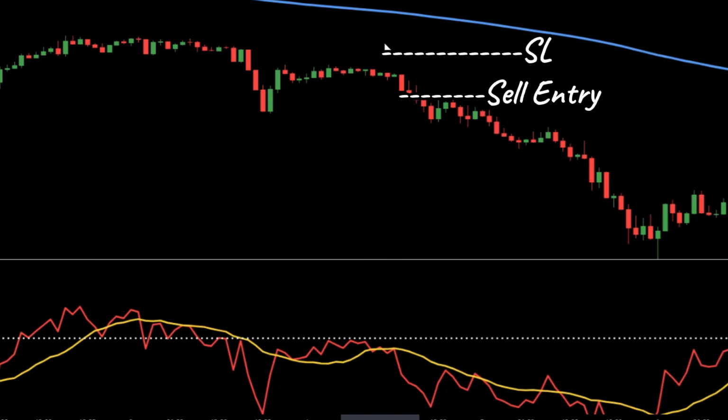Set the stop loss above the most recent swing high and the take profit at about twice the stop loss distance. Soon after entry, price resumes falling and hits our target.